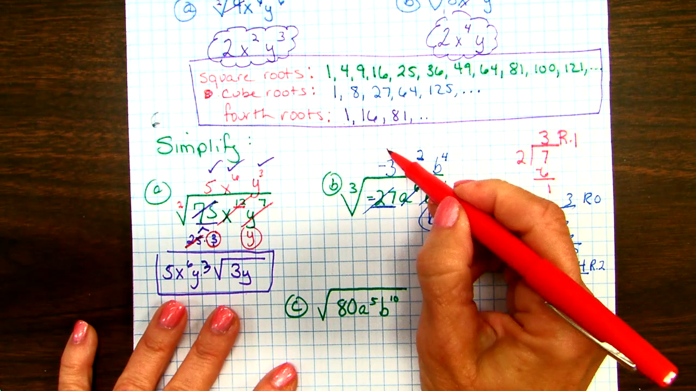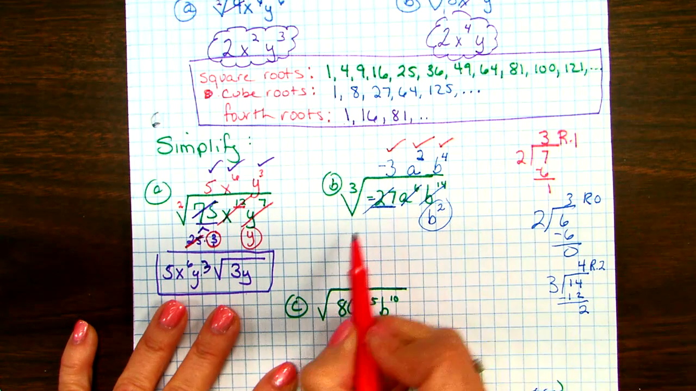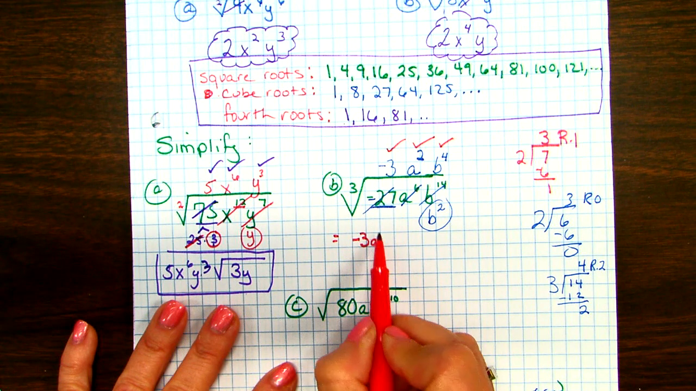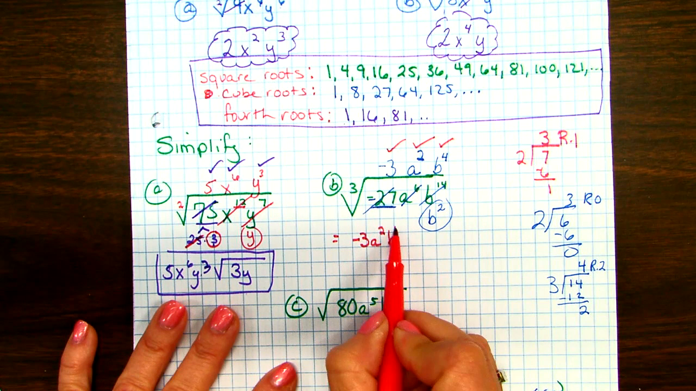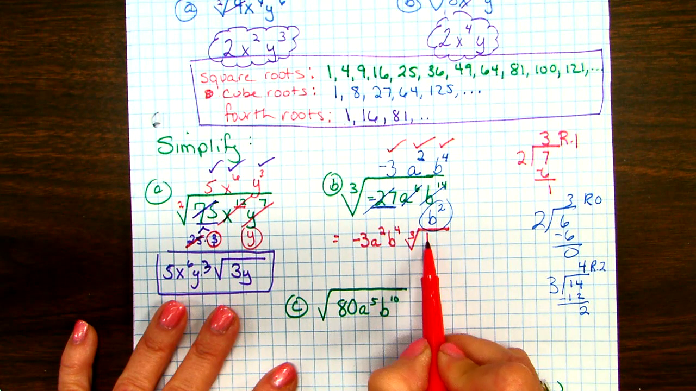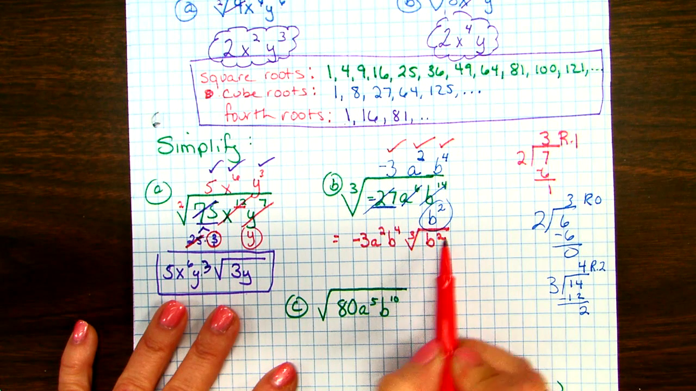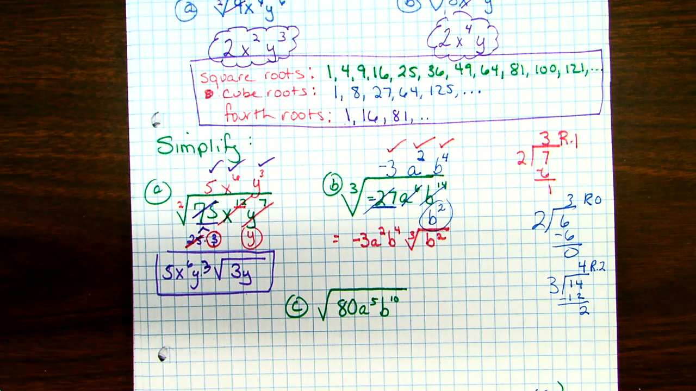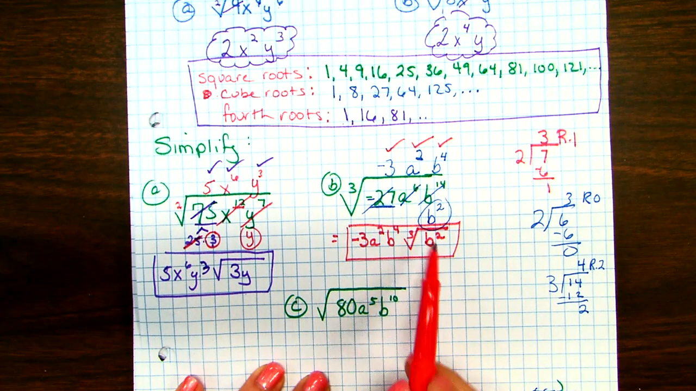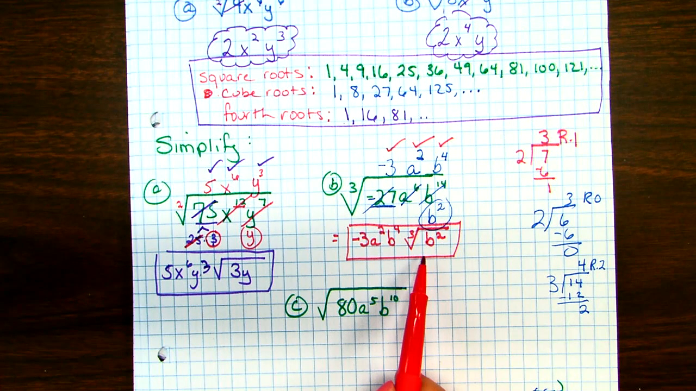Whatever's on top gets written. So that's negative 3a squared b to the 4th. Anything I circled stays, right there in the radical. You don't get to come outside unless you're a perfect square or a perfect cube, and that's what we're looking for when you do this. If you're not, you stay inside the radical. You don't get to come out and play. Okay?